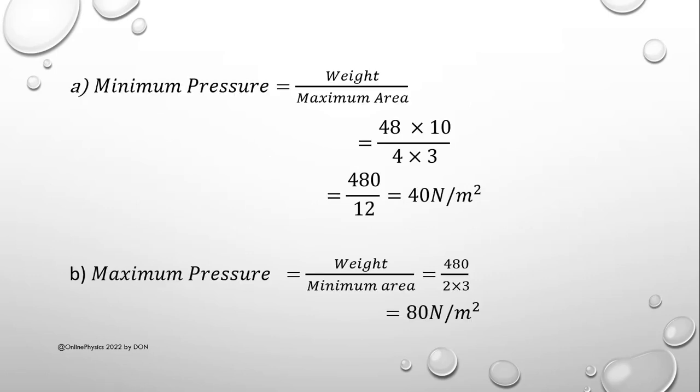So in our working, remember the weight is the same, 48 times 10, which is 480, divided by the minimum area, that is 2 times 3, which is 6, to give us 480 divided by 6. When you divide, you are able to get the maximum pressure, which is 80 newtons per square meter.